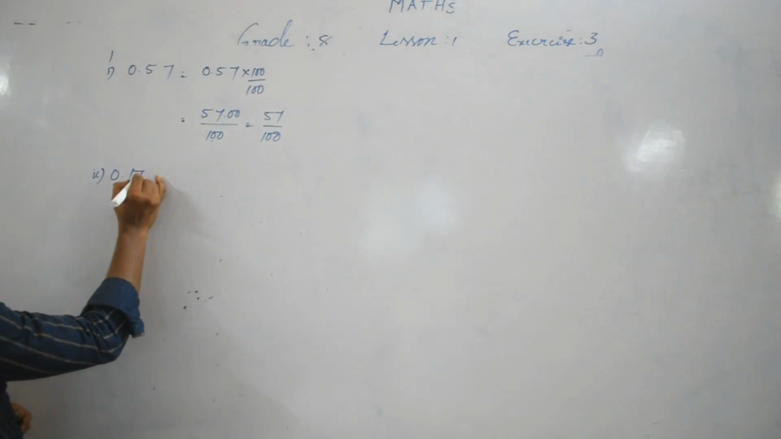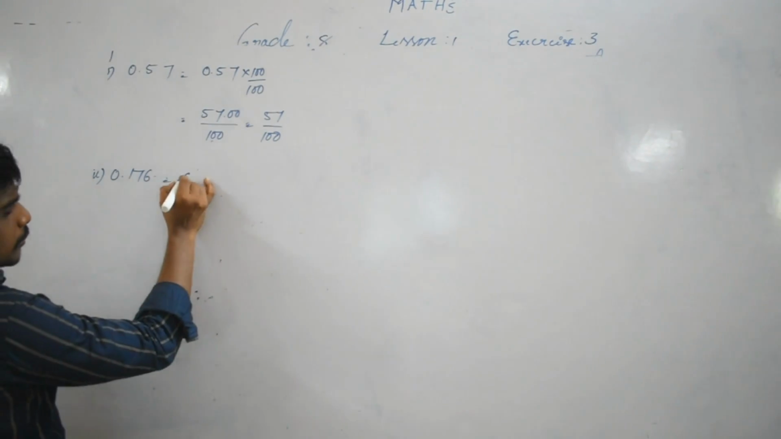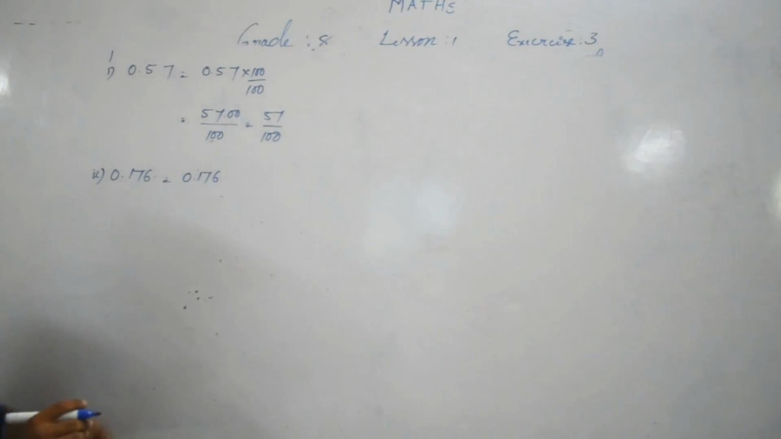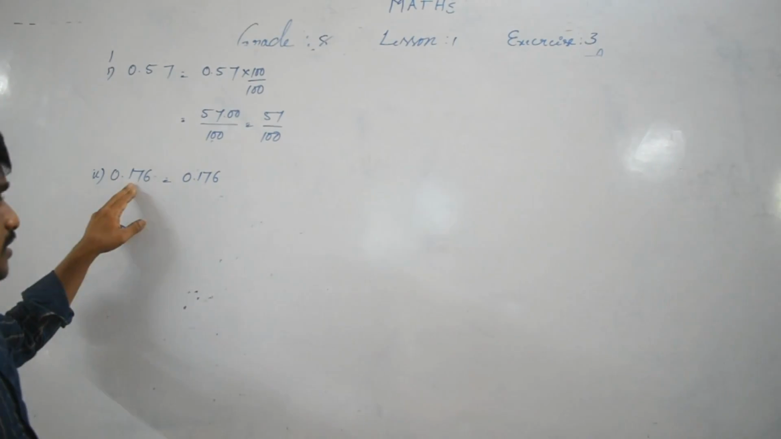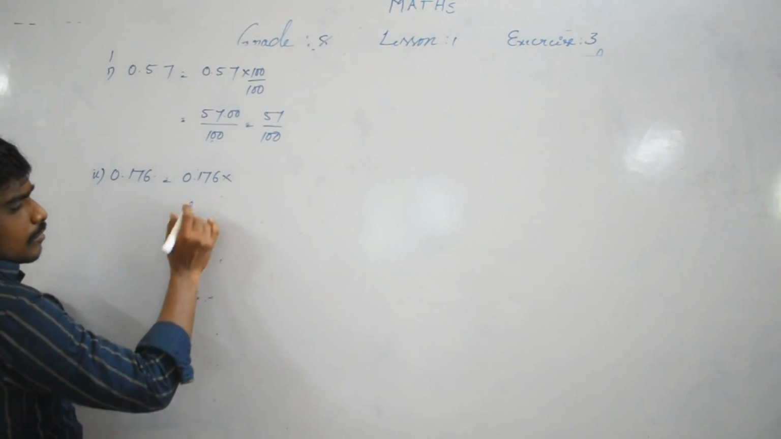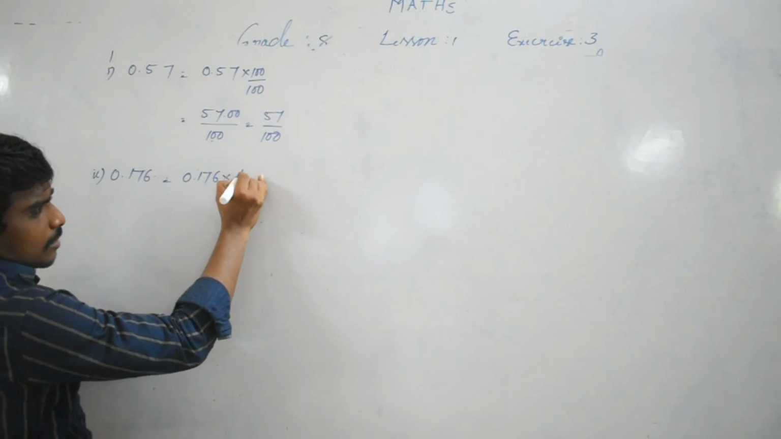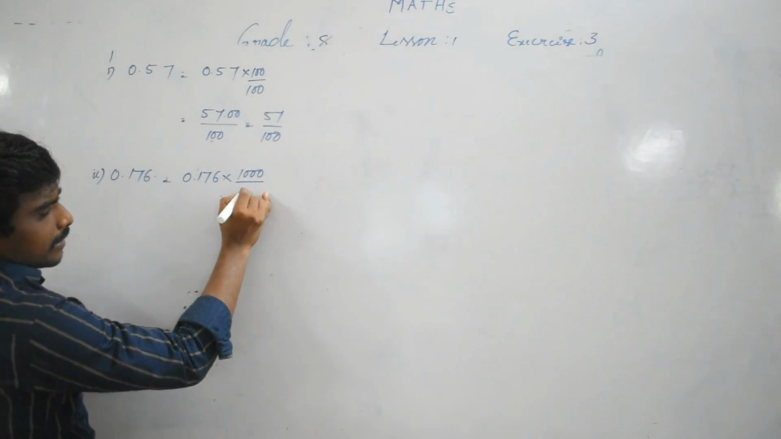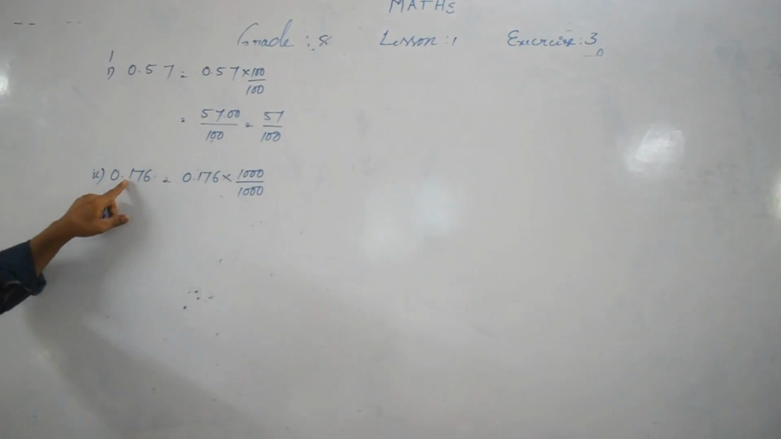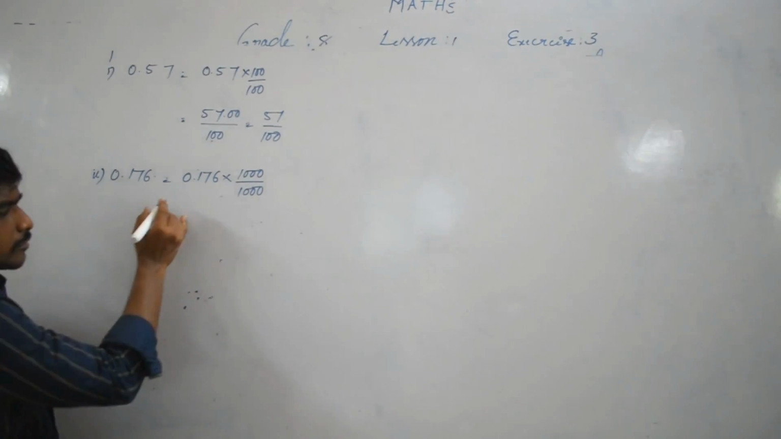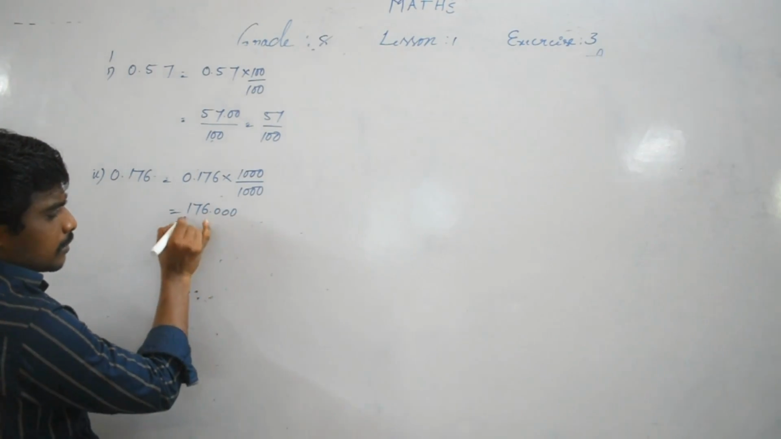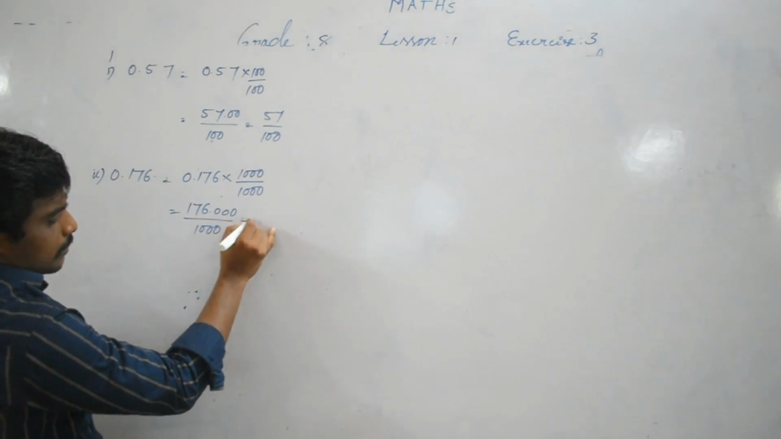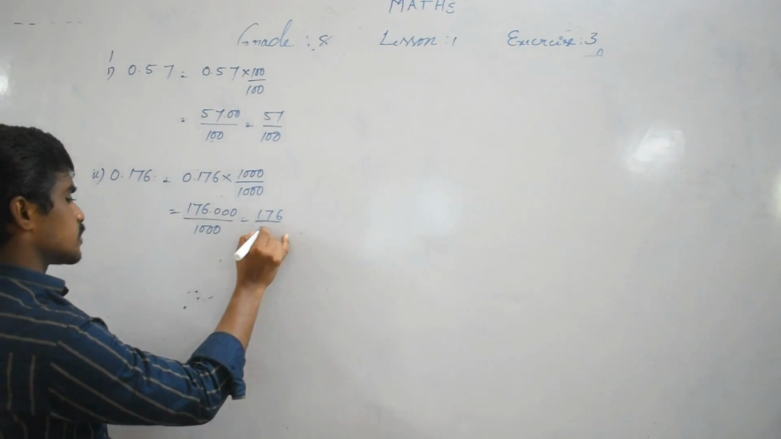0.176. Here, how many numbers are after the point? 3 numbers. So 176 by 1000. Why? Here the point is after 3 numbers. So 176.000 by 1000. So 176 by 1000, cancellation.